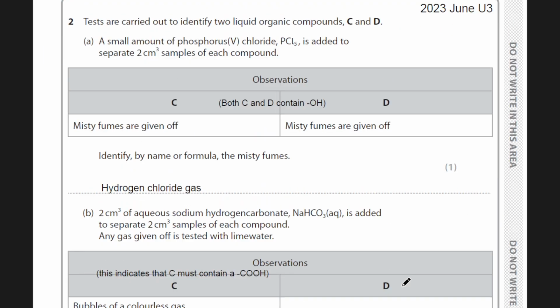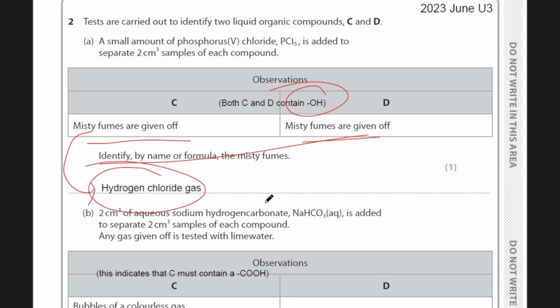Basically, the next question here is: tests are carried out to identify two liquid organic compounds, C and D. So you got a small amount of this one right here. Everything is provided. Observations: misty fumes are given off, and misty fumes are given off. This indicates the presence of an OH group. The misty fume is basically due to the production of hydrogen chloride gas.